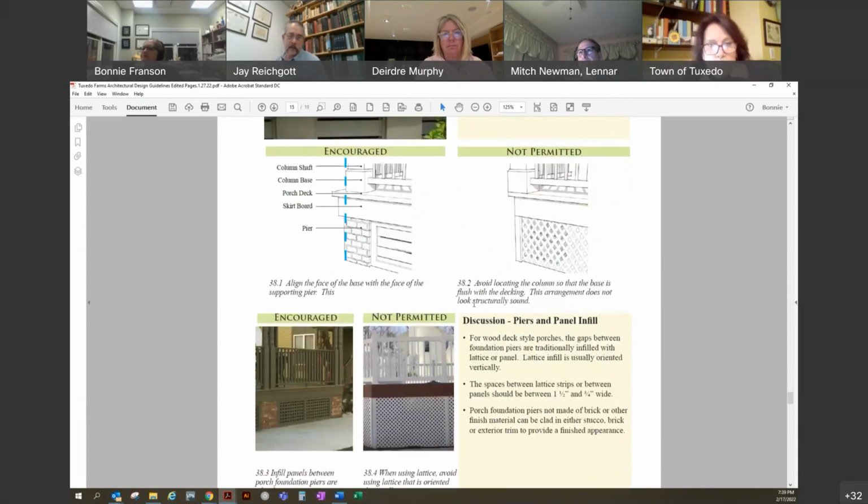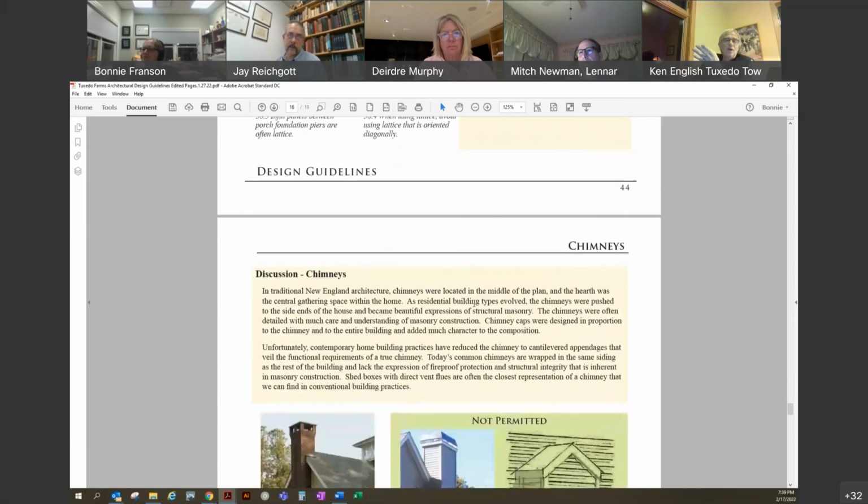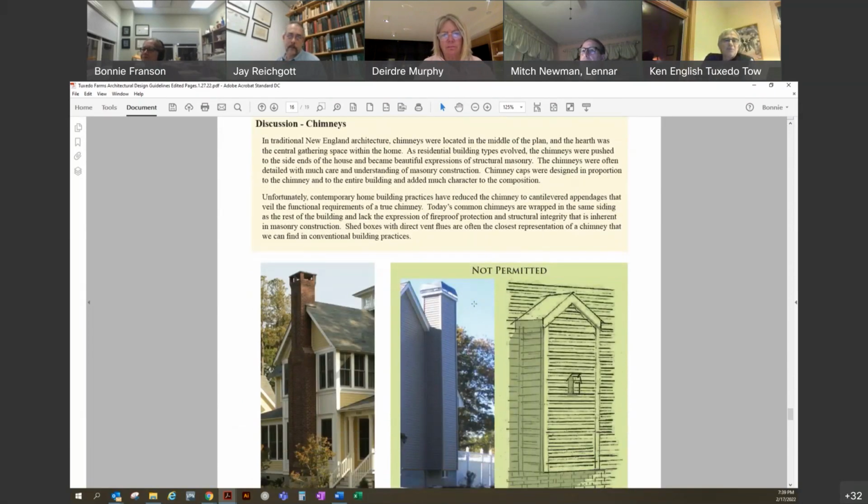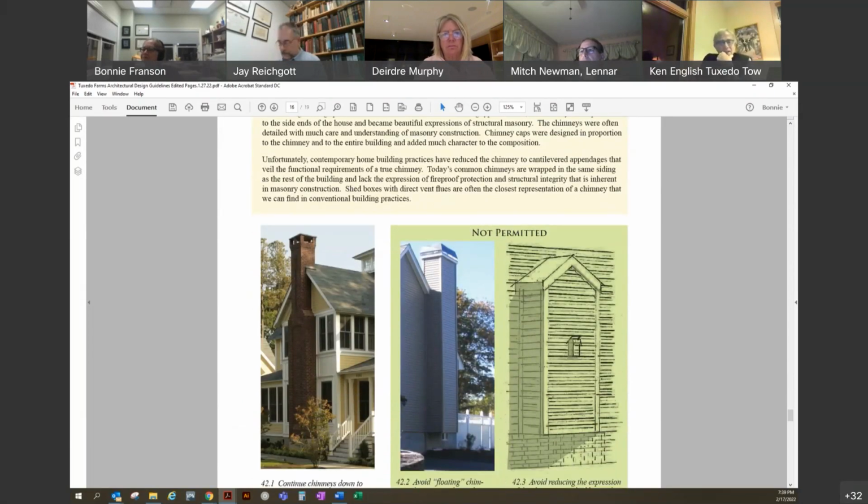But to prove that, if the lot allowed, would you make that an option? If you wanted a 6-foot porch or an 8-foot porch, you could have it.